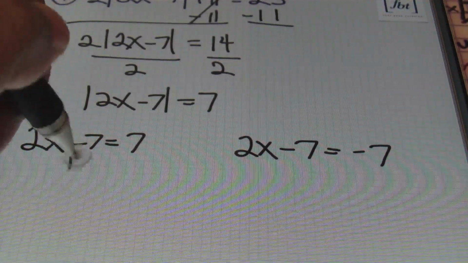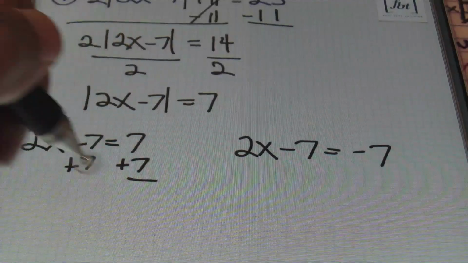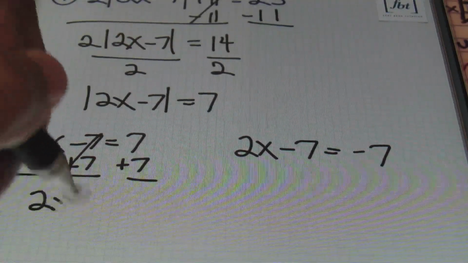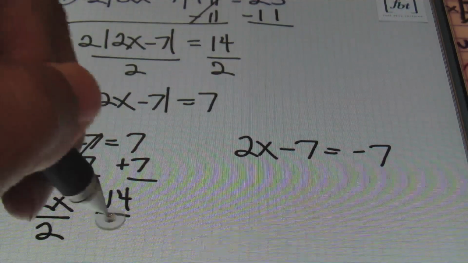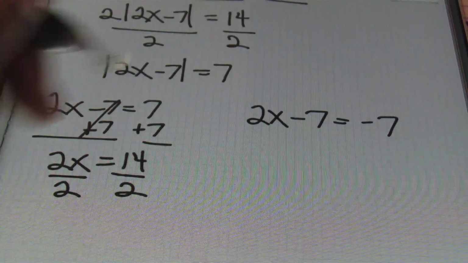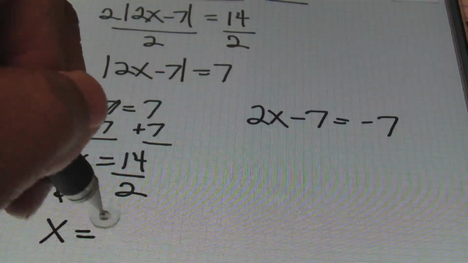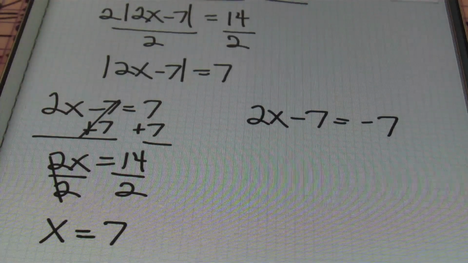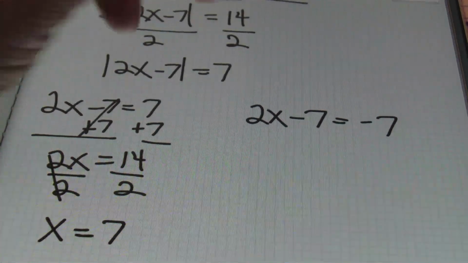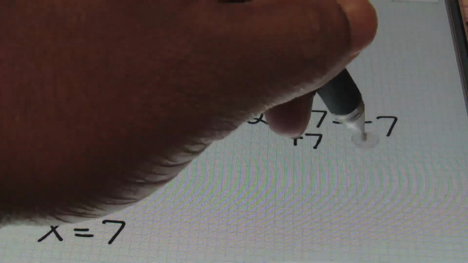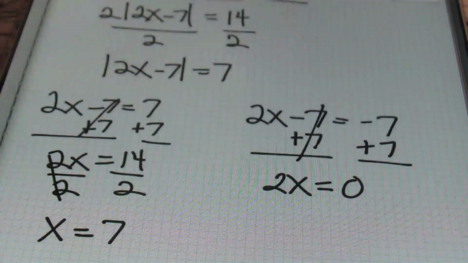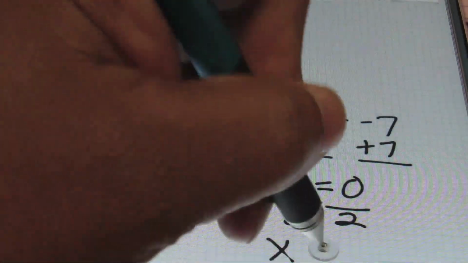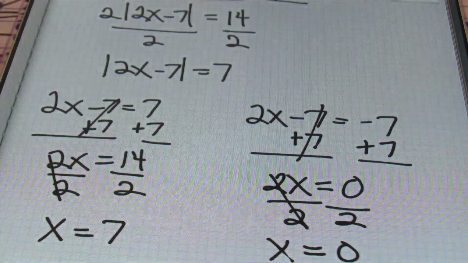From here, I'll be adding 7 to both sides. This gives me 2x equals 14, and then I'll divide both sides by 2. Dividing both sides by 2 gives me a value of x equals 7 as a possible solution. And the second equation, I'll be adding 7 to both sides. I'll have 2x equals 0, and then I'll divide both sides by 2. So I find out that x equals 0 as a possibility.